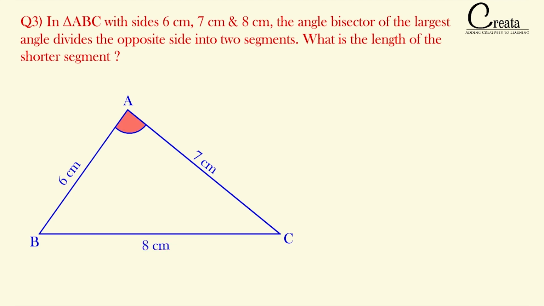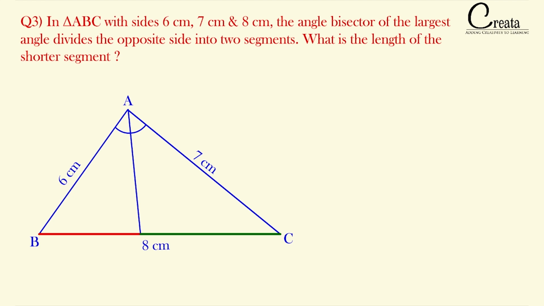And the question is mentioning the angle bisector of the largest angle. Means from this largest angle we have to draw the angle bisector. Let's draw the angle bisector. Further, in the question, it is given that this angle bisector is dividing the opposite side into 2 segments. Okay, these are the 2 segments. And the question is asking about the length of the shortest segment. Let's see how to approach the question.